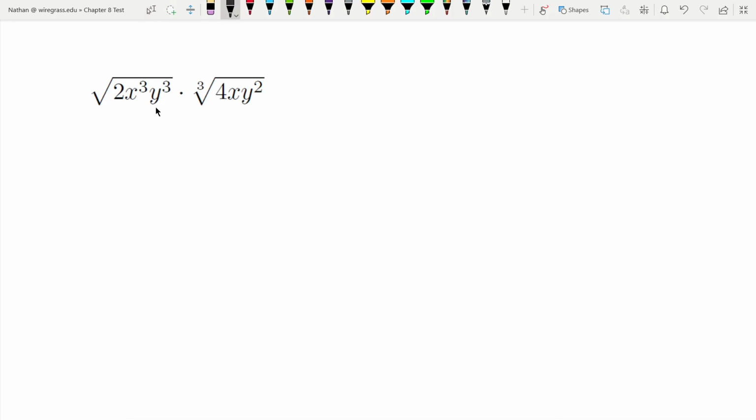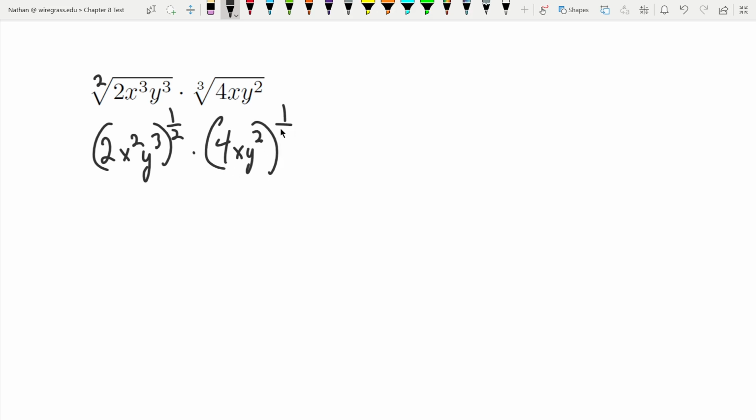All right, let's simplify this statement down. We have a square root here and a cube root here. So it's the same thing as saying 2x squared y cubed to the 1/2 power times 4xy squared to the 1/3 power.